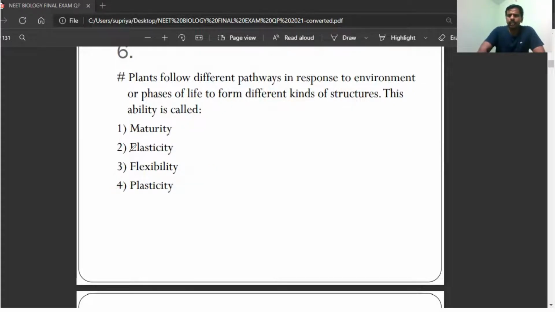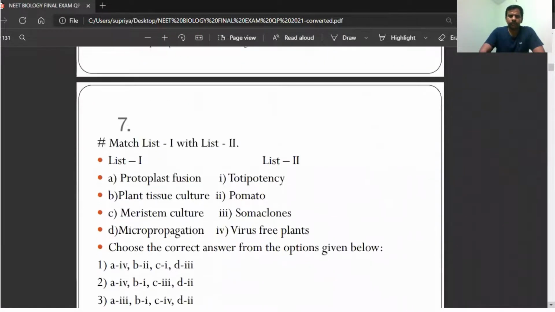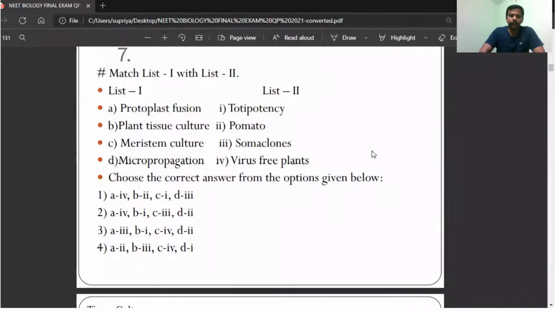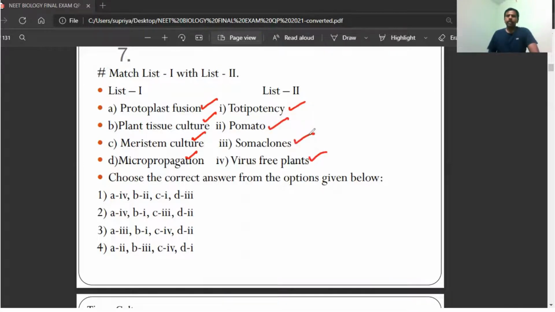Let me see, student, one more question, that is question number 7. See here, match list 1 with list 2. Now see the list 1: protoplast fusion, plant tissue culture, meristem culture, micropropagation. This is 4 A, B, C, D, and list 2: totipotency, pomato, somaclones, and virus-free plants. I need to match exactly list 1 with list 2.